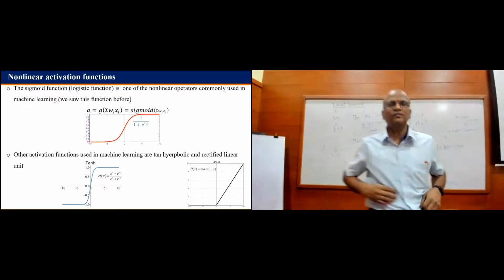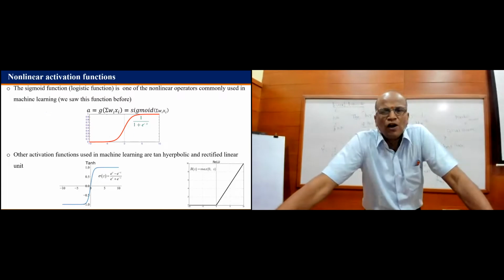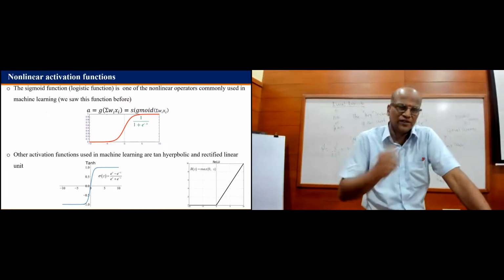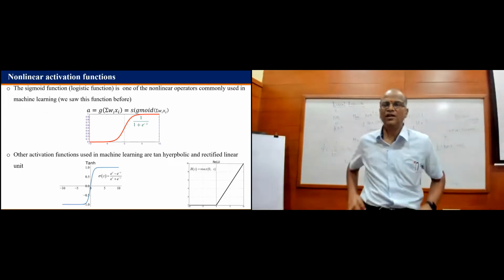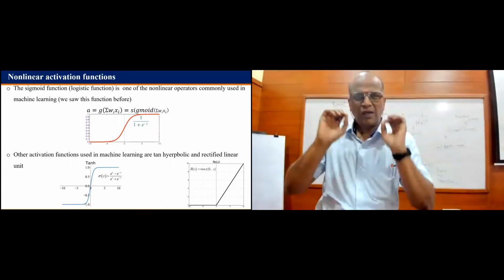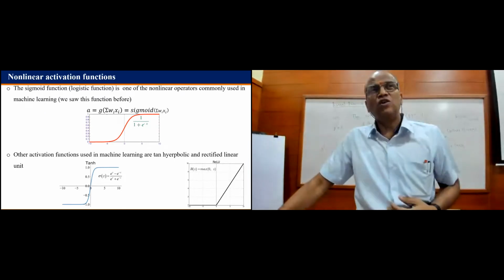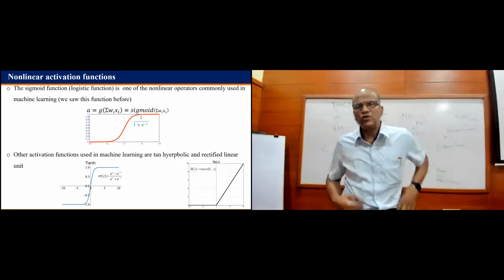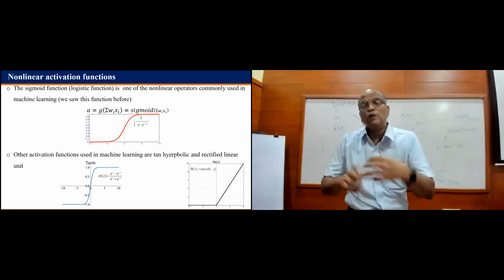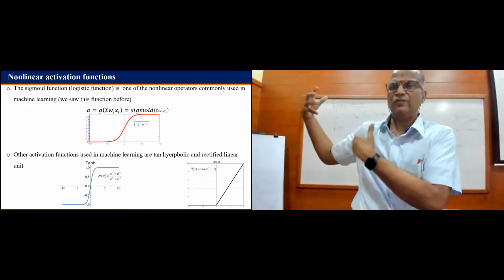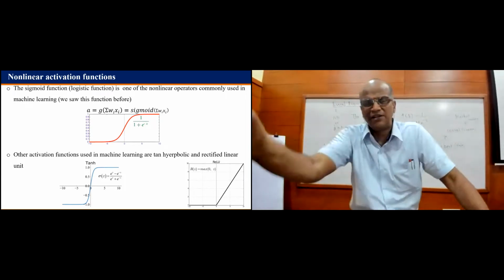All right. Now the sigmoid function. You can have a nonlinear activation function or a linear activation function. The sigmoid function, the logistic function, is one of the nonlinear operators commonly used in machine learning. We saw this function before, but there are some problems with it when it is used for all classes. It is not a one-shoe-size-fits-all, because it heads towards saturation beyond a certain value of x. Therefore, it will not distinguish if the values of x keep on increasing. So there is a saturation problem, and a differentiation problem at some limits, and so on.